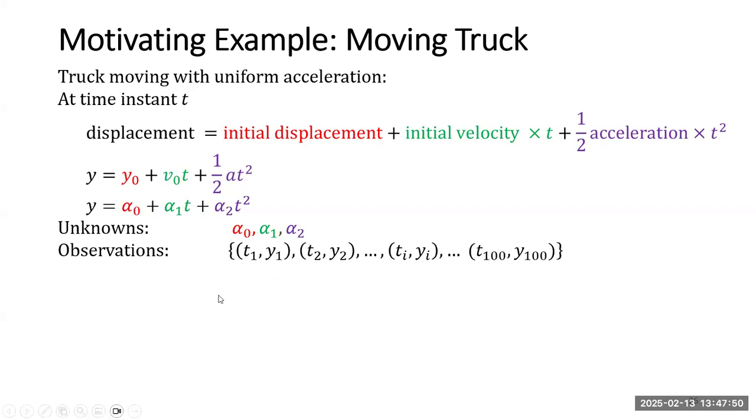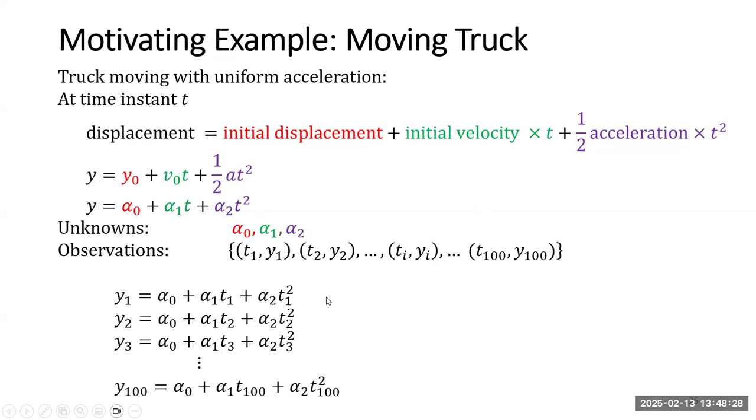And now suppose we take 100 samples. We record the time and the displacement. And so we get 100 samples. T1, Y1: at time T1, the displacement of the truck was Y1. At time T2, the displacement was Y2. And at T100, the displacement was Y100. Okay, so these are known. Each Ti, Yi is known. T's and Y's are known. The unknowns are the alphas. Okay, so we want to satisfy these.